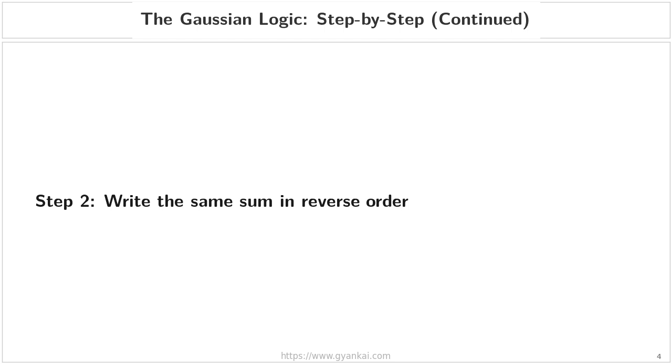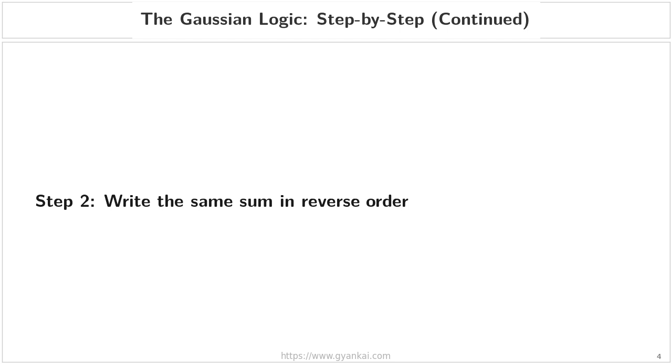The Gaussian logic, step by step, continued. Now that we have our original sum written out from 1 to 100, let's move on to step 2. We are going to write the exact same sum, S, but this time, we'll write it in reverse order. You might be wondering why we are doing this, but it relies on a fundamental rule of mathematics, the commutative property of addition. This property simply tells us that when we are adding numbers, the order in which we add them does not change the final result.